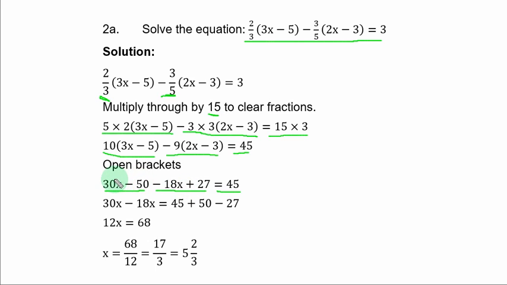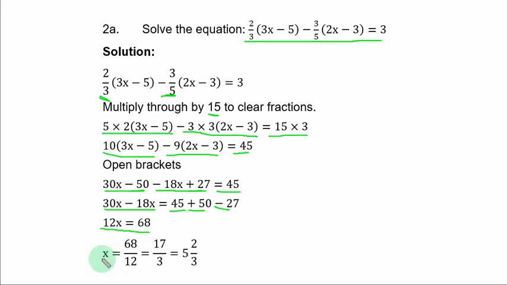Add like terms, or at the same time you collect like terms, where you have 30s minus 18s equal to 45. You transfer this term, it becomes plus. Transfer this term, it becomes minus. If you add and subtract, you have 12s equal to 68.